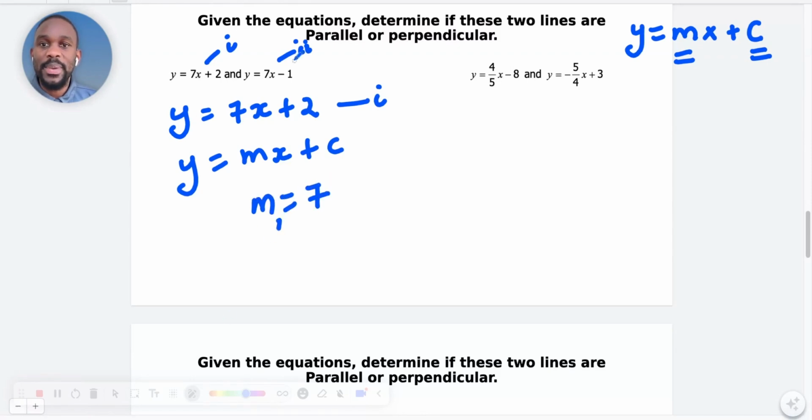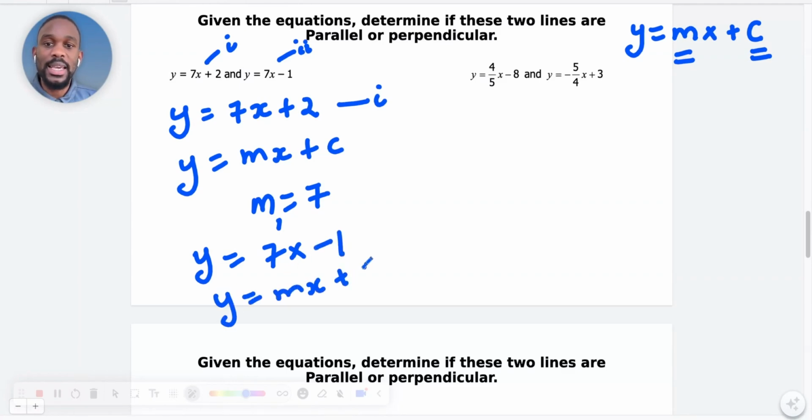If I look at my equation, y = 7x - 1, and compare it to y = mx + c, m in this equation, let me call it m2, which is the slope, the gradient of that line, is still 7. You see how m1 and m2 are both 7? So which two lines have the same slope or gradient? Parallel lines. So these two lines are actually parallel, and parallel lines never meet. They have the same slope.